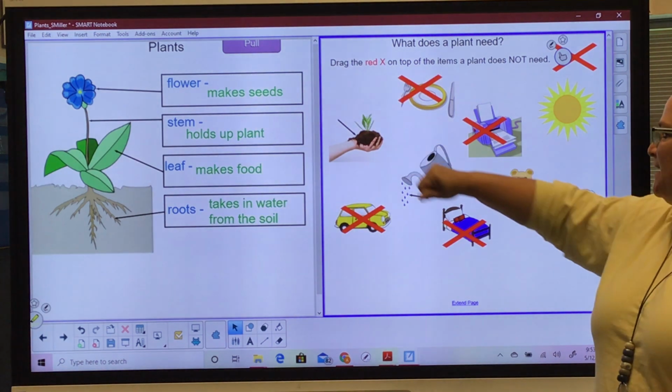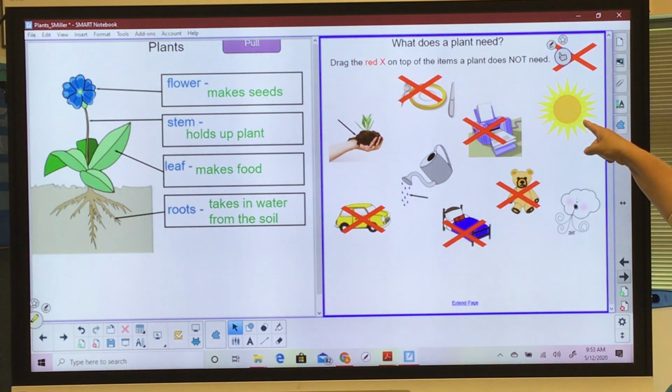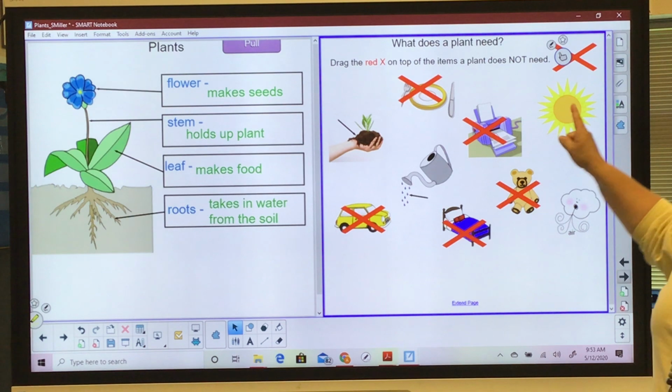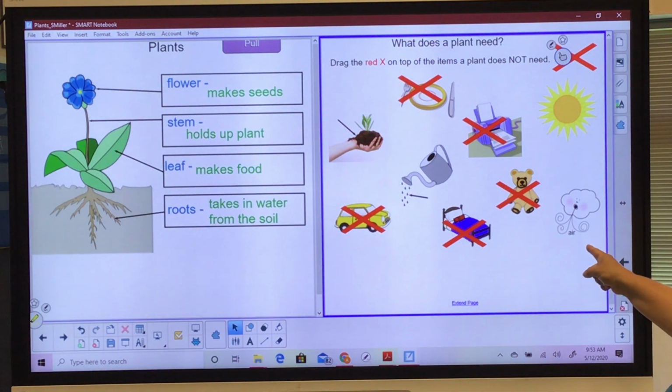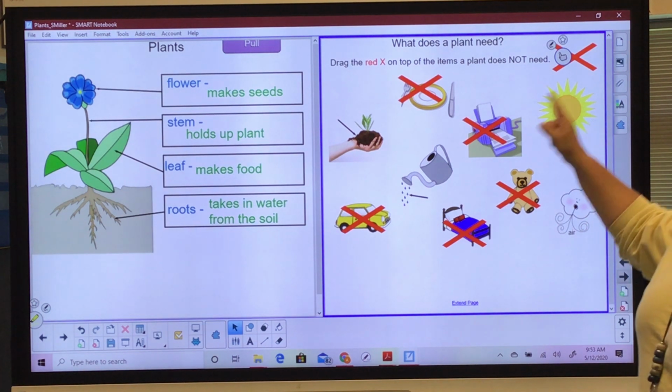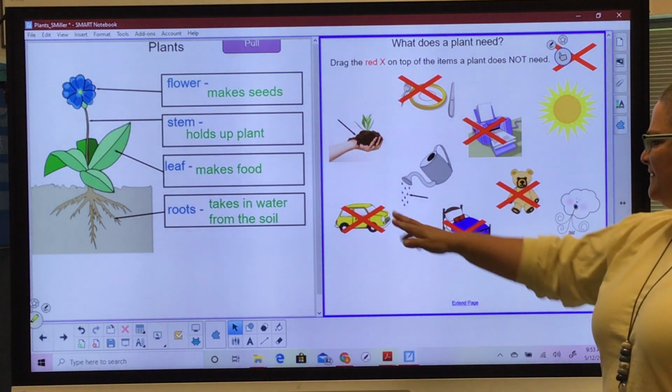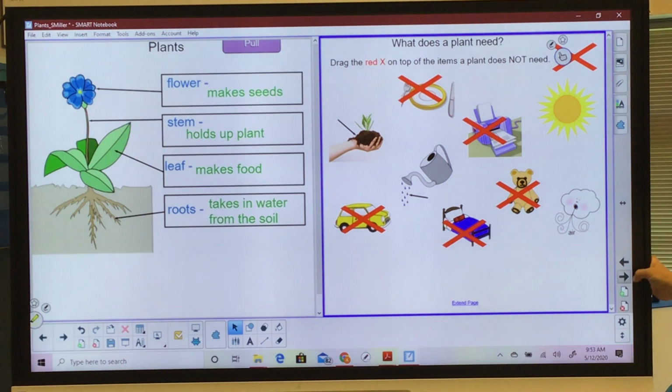Okay. Does the plant need soil? Yes, it does. Does the plant need sun? Yes. Does a plant need water? Absolutely. And does a plant need air? Yes, it does. So those are the things that a plant definitely needs. These other things they do not need. Okay?